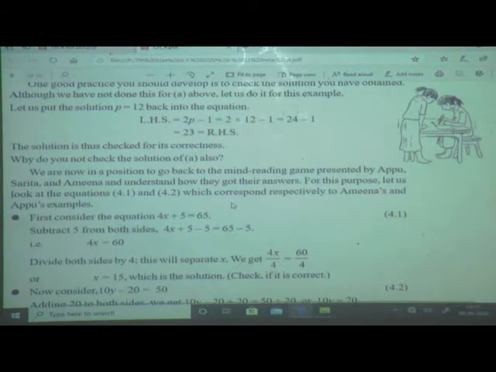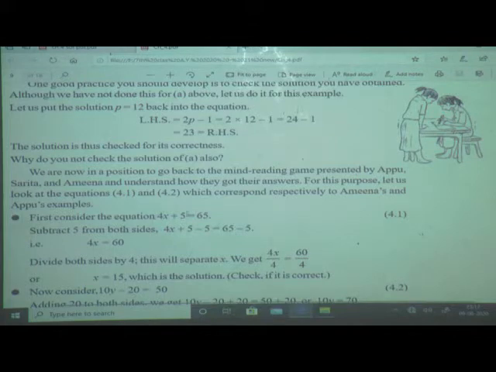We will see some more examples here. Checking the solution for correctness: why do we not check the solution? Yes, we had already shown you how to check correctness when we get a value. So here I will show you directly. Here we had gone through this step by step.